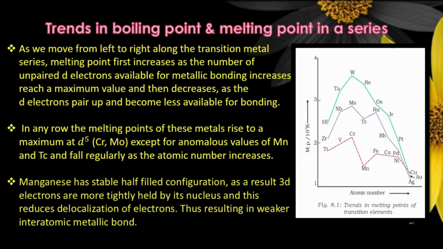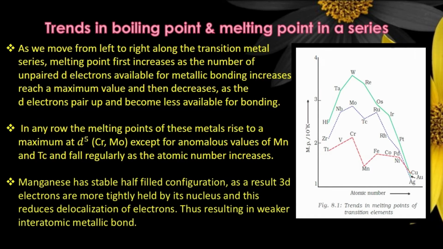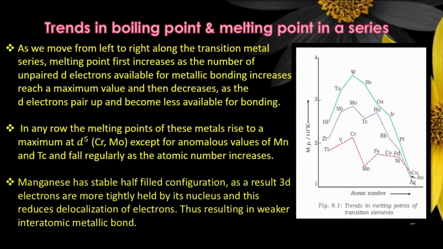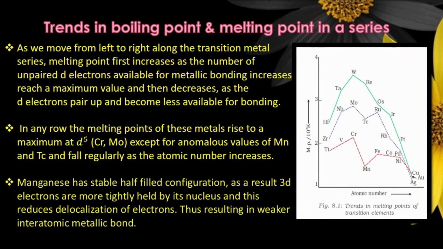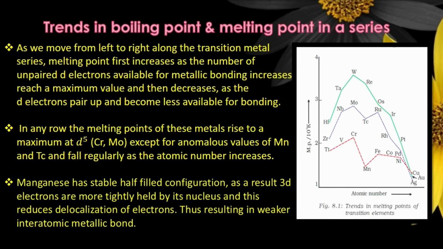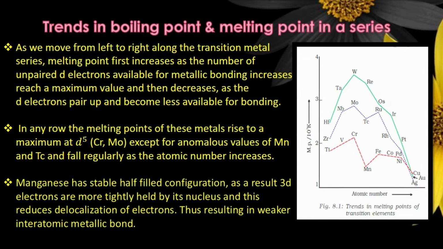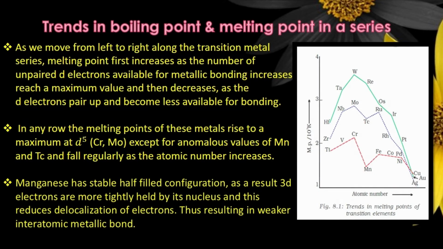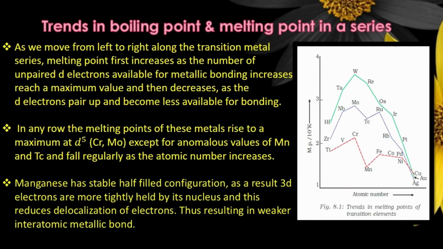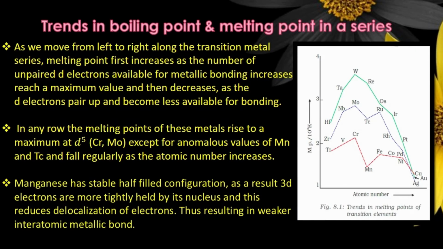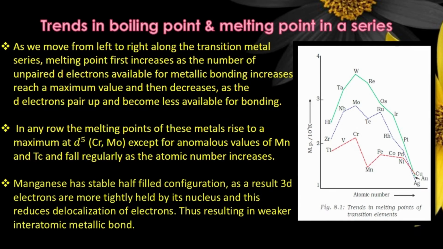Now let's see in detail the trends in boiling point and melting point in a series. Look at the graph of the 3d series. Melting point initially increases. From titanium to chromium, the melting point increases. Then it decreases for manganese. Then you can see a slight increase. Then it falls regularly. Now let's find the reason for it.